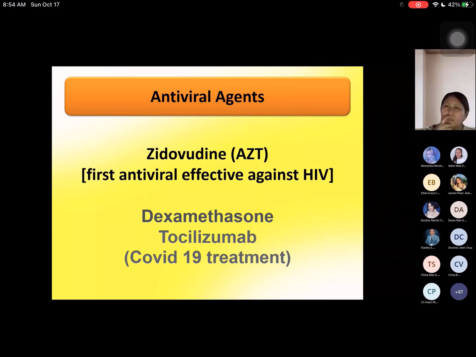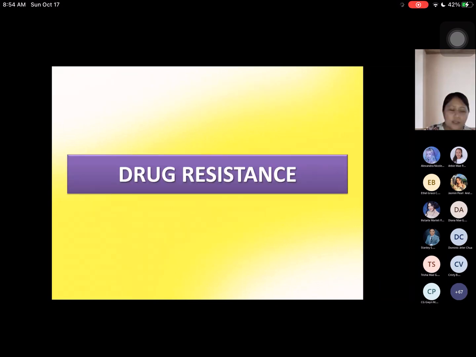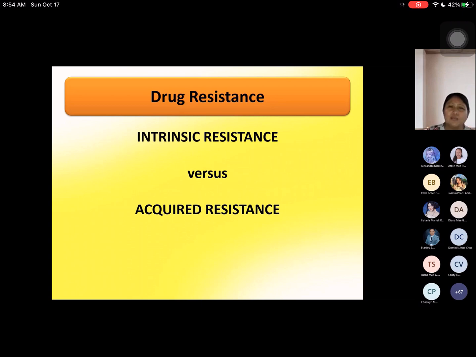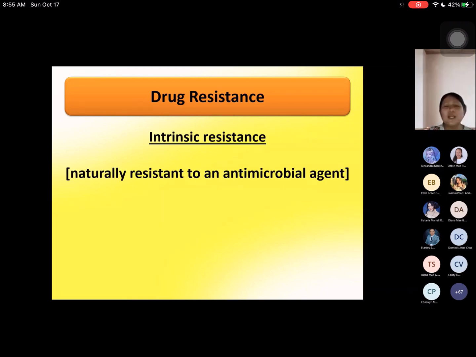Okay, for the drug resistance, so we have two types of drug resistance. We have intrinsic resistance and acquired resistance. So when you say intrinsic resistance, okay, this is naturally resistant to an antimicrobial agent. It's within, it's natural.